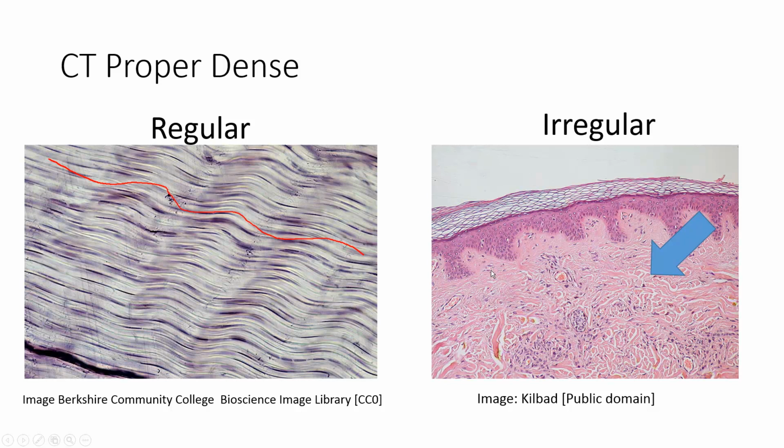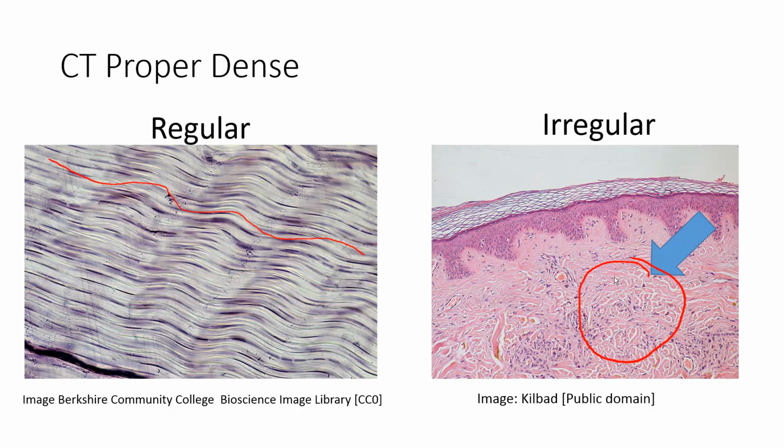Compare that to the dense irregular tissue, and if you look here at the end of the blue arrow, you can see that the fibers in here are not running all the same way. They're running in many different directions, and they're kind of tangled up. So the word irregular in this case refers to the fact that nobody's running in the same direction as anybody else, and it's just a big, tangled mess.